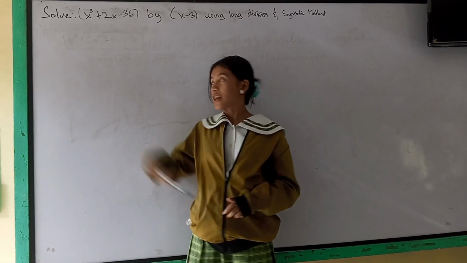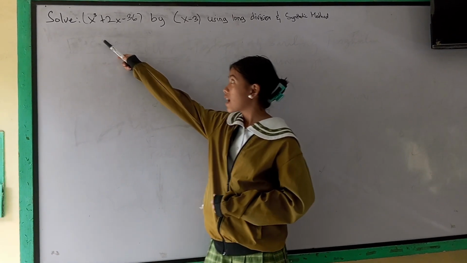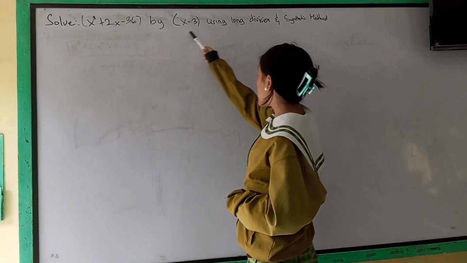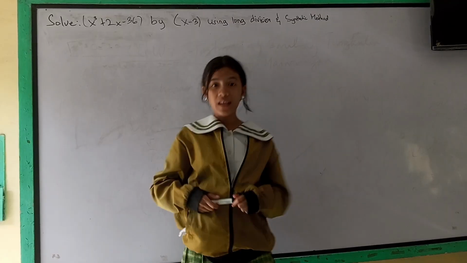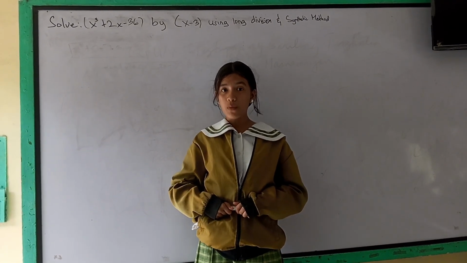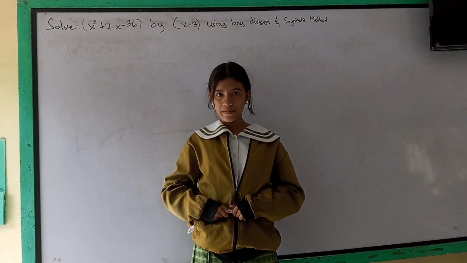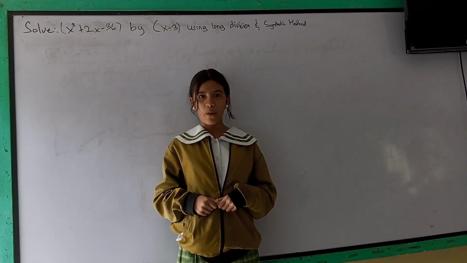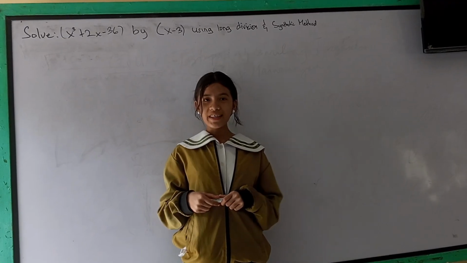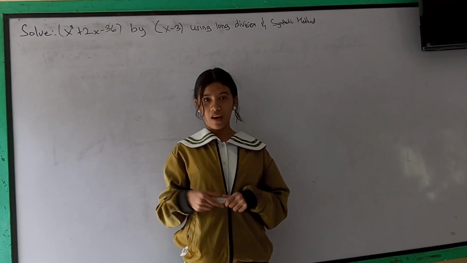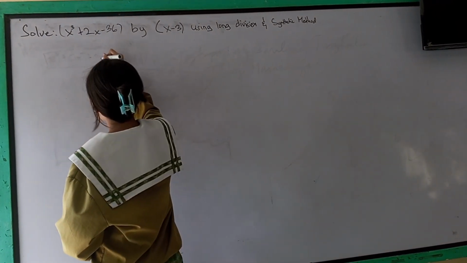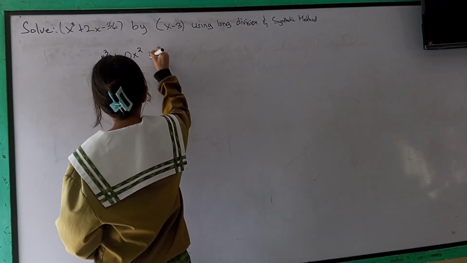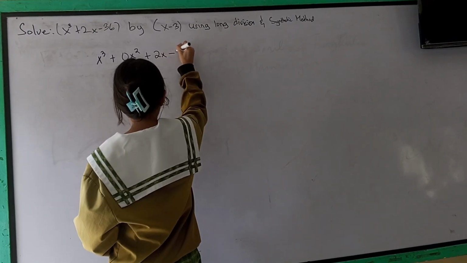So here's our first example. The given equation is x cubed plus 2x minus 36 divided by x minus 3 using long division. As we said, we cannot proceed on dividing a polynomial without arranging it in descending order. So to arrange it accordingly, we need to add 0x to the missing power. Then, x cubed plus 2x minus 36 becomes x cubed plus 0x squared plus 2x minus 36.